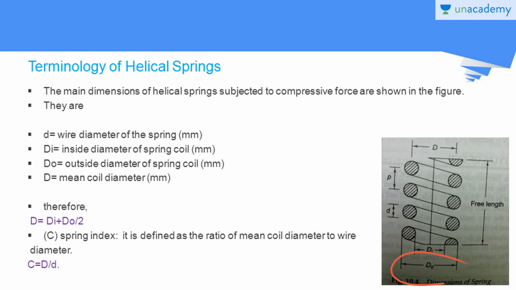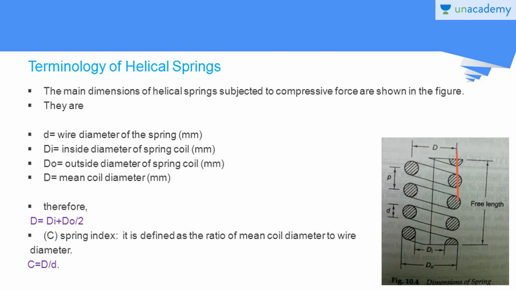Okay, and D, the mean coil diameter, is given by (Di + Do)/2, where Di is the inside diameter of the spring and Do is the outside diameter of the spring. So this is the mean coil diameter, which is shown here in this figure, the distance between the centers of these two wires, right?